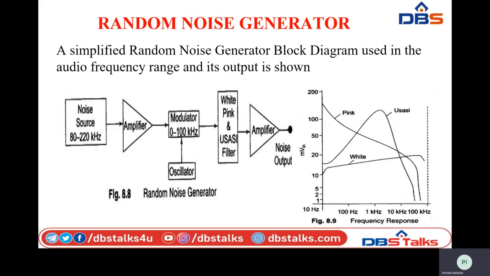Similarly, USASI noise has its own frequency distribution. At lower frequencies, its value rises until the maximum level, and at 1 kilohertz it obtains the maximum value, and then it decreases. These are helpful in testing equipment like amplifiers and loudspeakers.